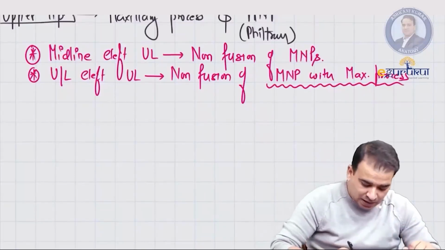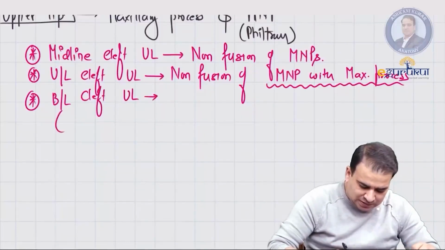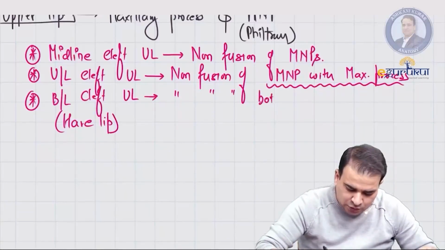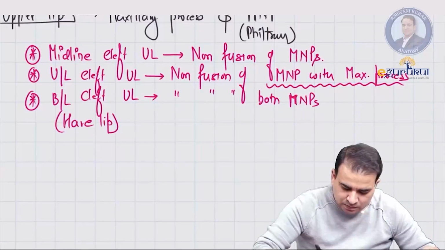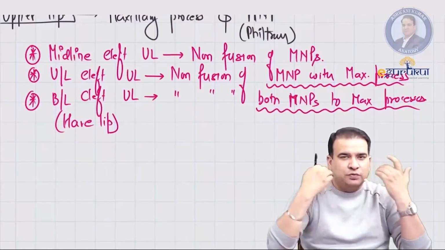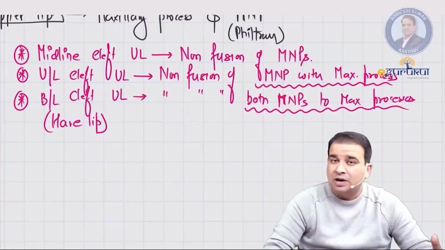And then we also have the condition that is a bilateral cleft upper lip, which, as I said, is also called the hair lip. This bilateral cleft upper lip is because of the non-fusion of both medial nasal processes to the maxillary processes. When both these maxillary processes and medial nasal processes don't fuse with each other, it will give rise to bilateral cleft upper lip, also called a hair lip.